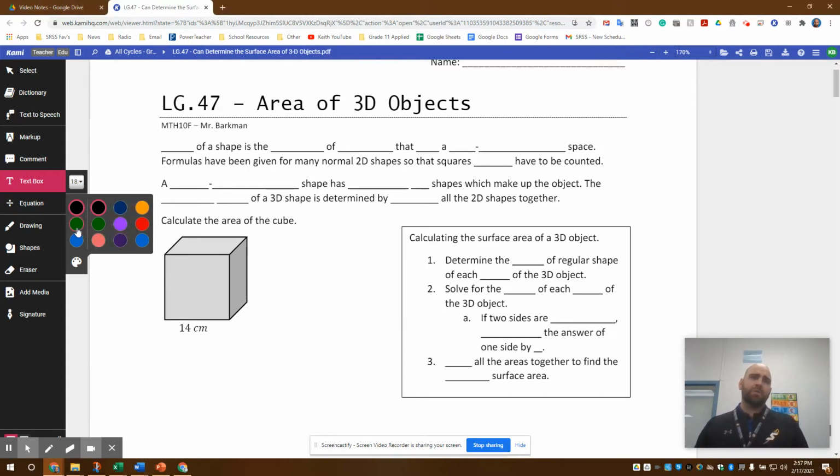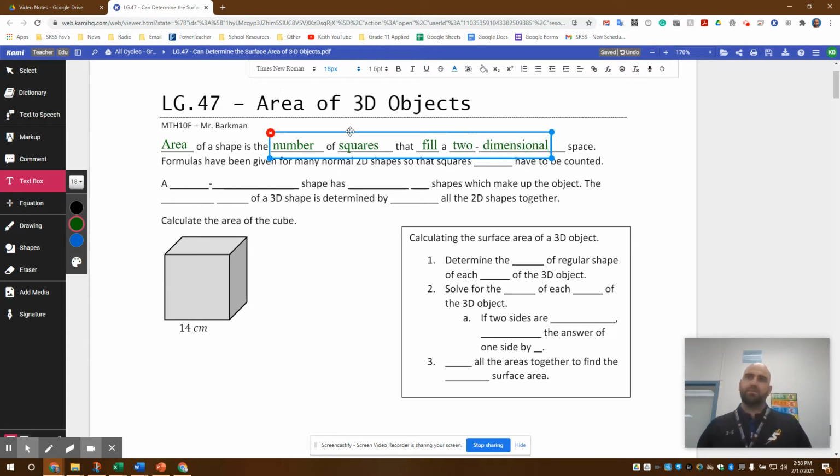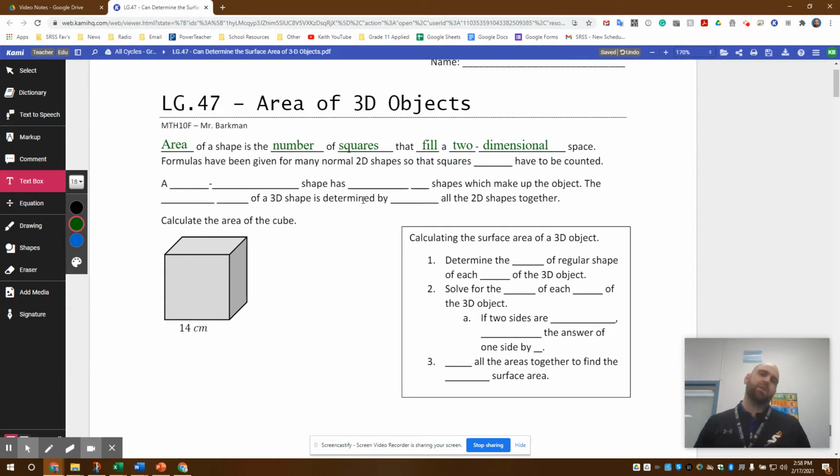Now let's just go through a little bit of a reminder here. If we think of the area of a shape, it is the number of squares that fill a two-dimensional space. Okay, so it's the number of squares that fit a two-dimensional space. If we were to put a 2D rectangle up onto grid paper, we could count all the squares. We could do that with other shapes as well. 3D can't really do that as well.